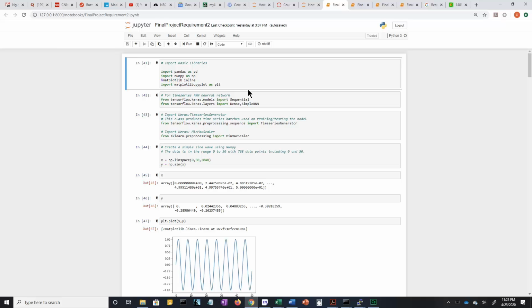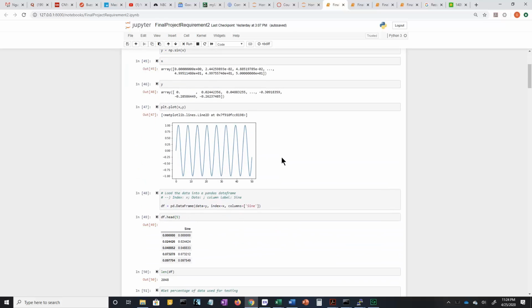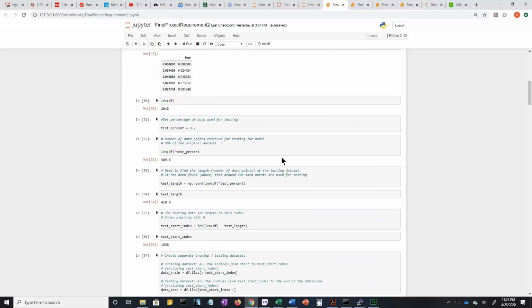NumPy was used to create a dataset with 2,048 values using the function linspace. The values were between, and include, 0 and 50. The data was then processed using the sine function. A plot of these values indicates a sine wave. The sine wave data was loaded into a pandas data frame with the x value as an index. The data is split into two sections: 20% for testing, the remainder for training. The data was then normalized into the range 0 to 1.